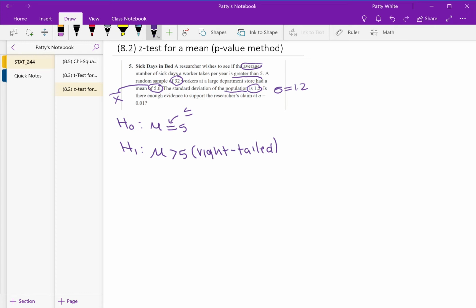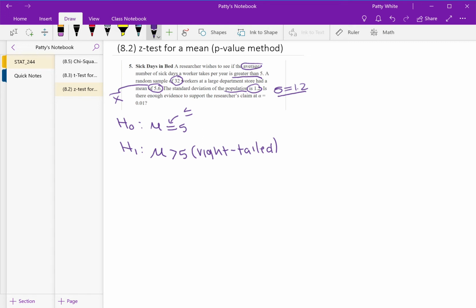Well, if we're going to use the p-value method, we need to first write our hypotheses, which we've done, and then second, we need to find our test statistic. So to find our test statistic, we need to know what distribution we're working with. Since we are given the population standard deviation, and my sample size is greater than 30, then I can use the normal distribution, the z test statistic.